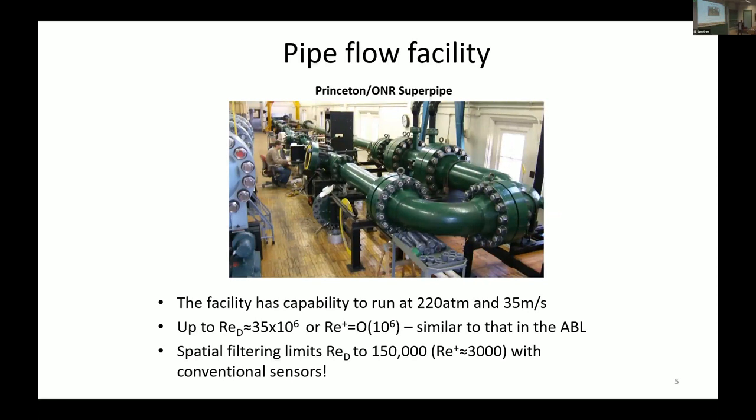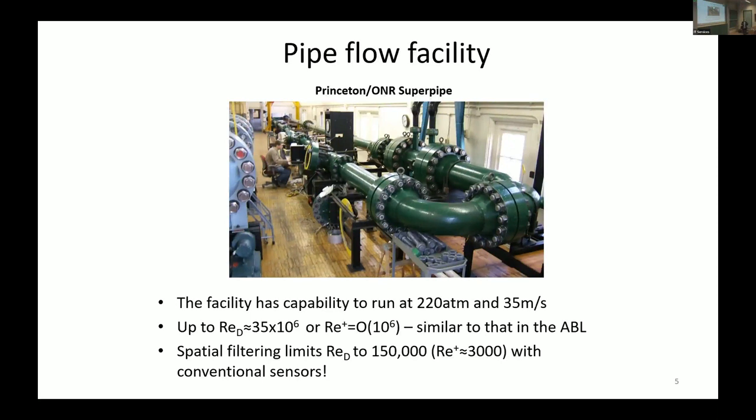The highest Reynolds number we can achieve here is Re D of 35 million, or Re tau on the order of 10 to the 6. It's slightly below 1 million. So really massive Reynolds numbers. At one point, I got asked to review a paper where they had summarized all the facilities in the world and put them by Reynolds number. The Superpipe came out highest of all, yet I had to point out that they were off by one order of magnitude. It's really one order of magnitude higher than any of the other high Reynolds number facilities out there.